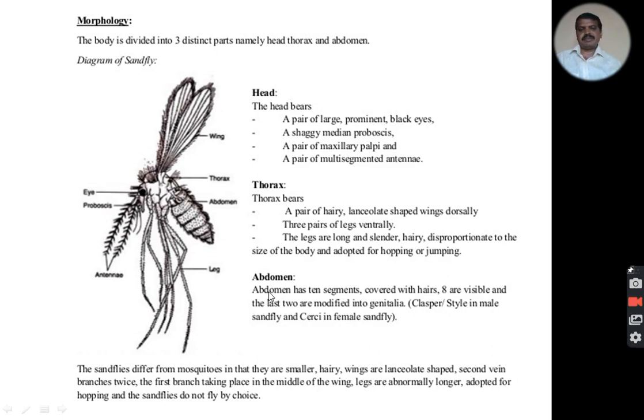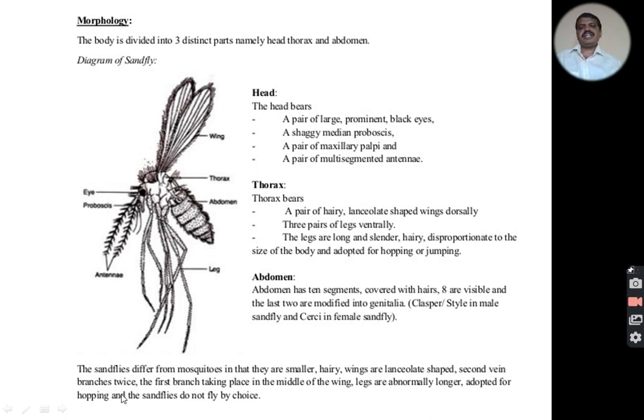Right. The last part of the body is the abdomen. The abdomen has 10 segments and is covered with hairs. 8 are visible, and the last 2 are modified into genitalia, that is the clasper. They are the reproductive structures. The style in the male sandfly, and the cerci in the female sandfly, serve as male and female genitalia.